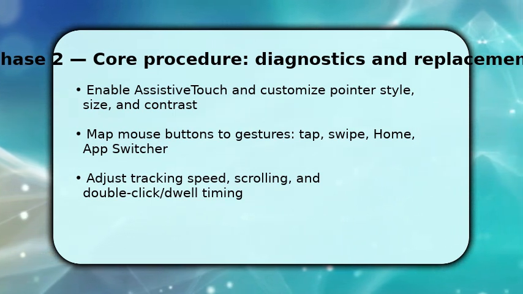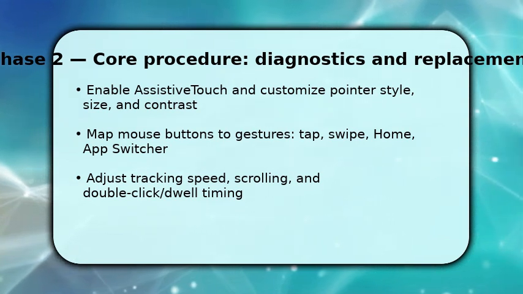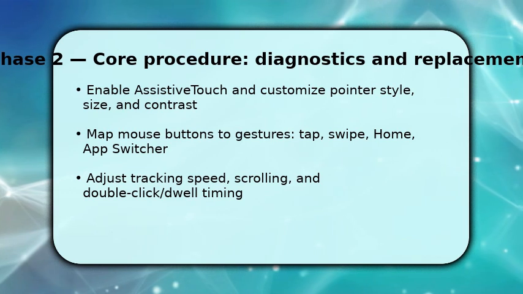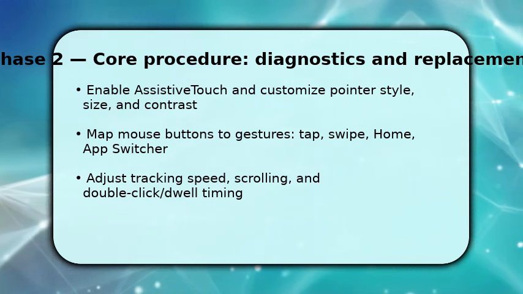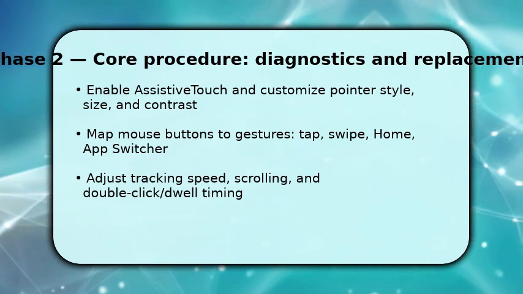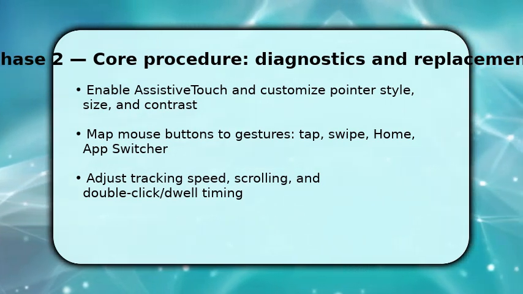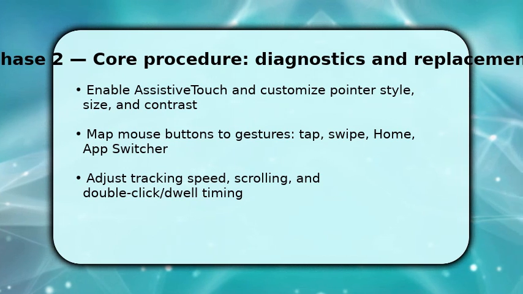Assign left click to primary tap, right click to open Assistive Touch menu, and extra buttons to home or app switcher. Make sure to set tracking speed and scrolling behavior, slower for precision, faster for navigation. If you use dwell click, tune delay times, these settings directly affect efficiency and reduce accidental inputs.